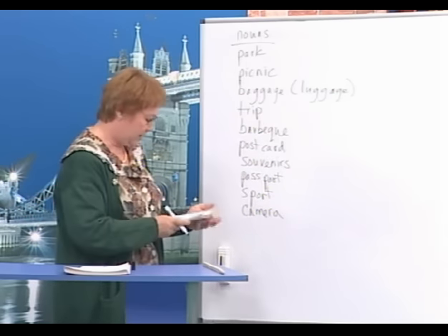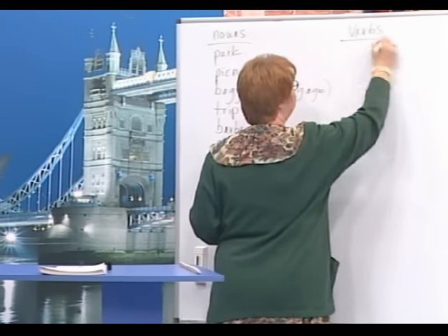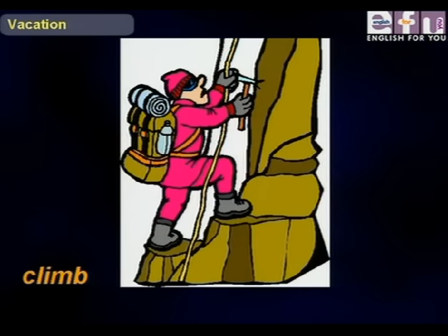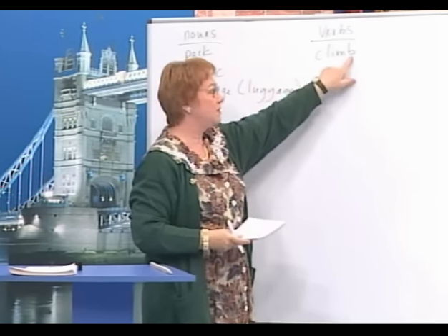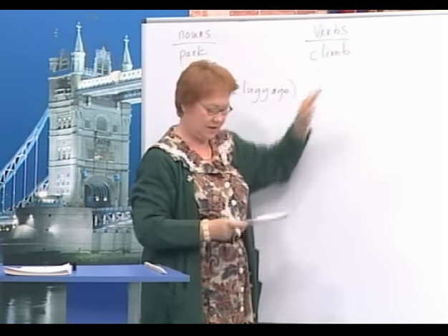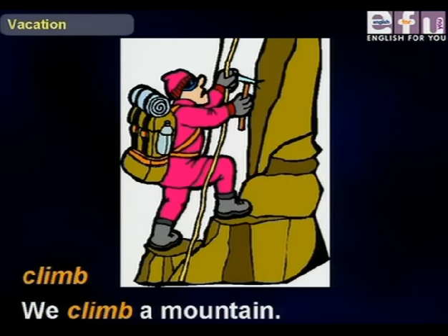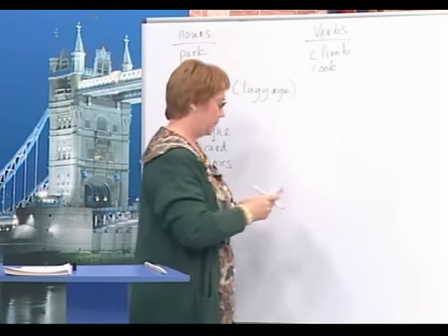Okay, now let's look at some verbs that we can use. Now, the first verb is climb. Now, it doesn't sound like it looks. This letter, B, is silent, climb. Okay? We climb a mountain. Next is cook. I cook food. Maybe I cook food for a barbecue.